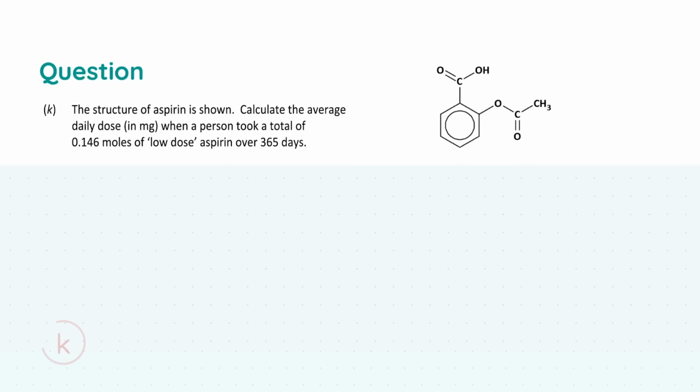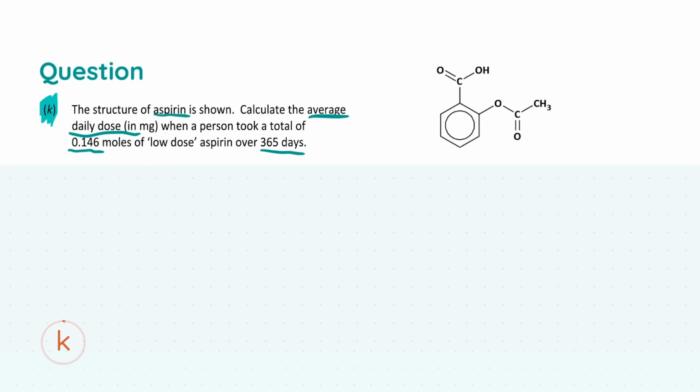Moving on to part K here, we're getting towards the end of the question. And in this case, we're asked about a structure given to us in this little diagram here on the right-hand side, which is aspirin. What we're being asked here is to calculate the average daily dose in milligrams when a person took a total of 0.146 moles of low-dose aspirin over 365 days.